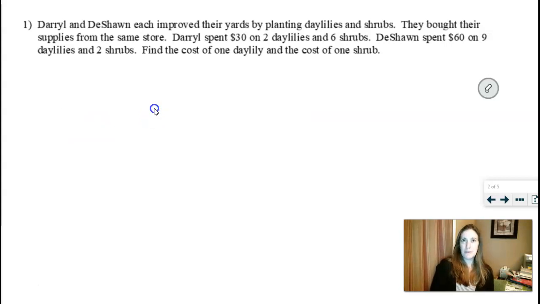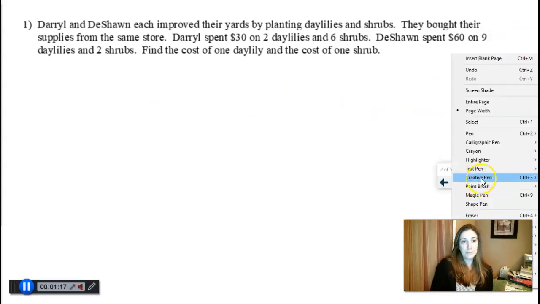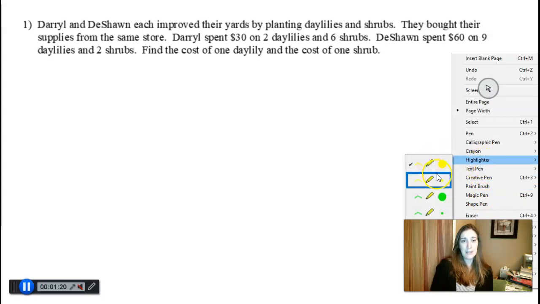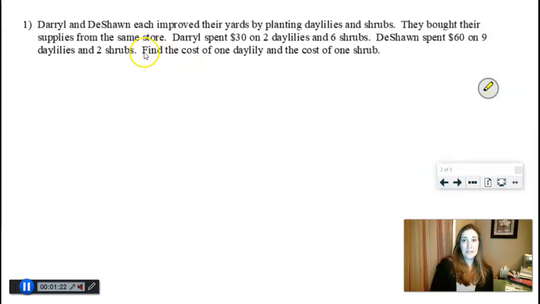So the first thing we have to do is what's called defining your variables, and you have to select what variable symbols you want to use in place of them, and then you have to very specifically define what they are. And for these word problems, often what I do is I look at the very end of the problem. It tells you what you don't know, because remember, a variable is something that we don't know yet. So it says right there, find the cost of 1 daylily and the cost of 1 shrub. So I'm going to use X and Y because I'm very boring like that. And I can't just say X equals daylilies or something like that. I have to be very specific.